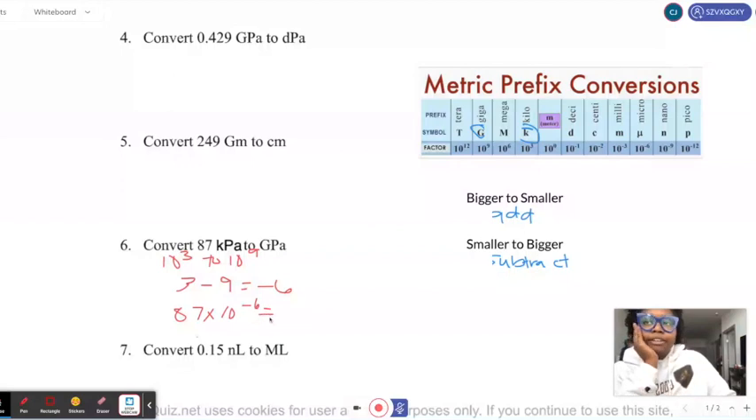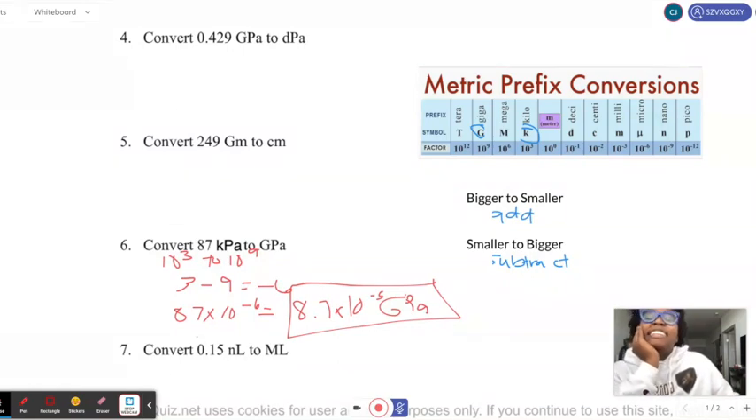When I put that in my calculator, it's going to be 8.7 times 10 to the negative 5 gigapascals. All right, let's work another one.